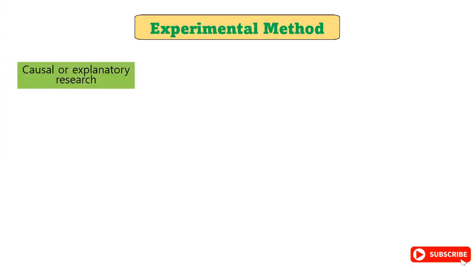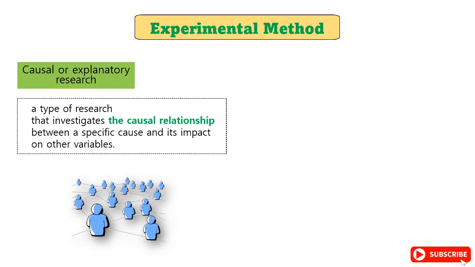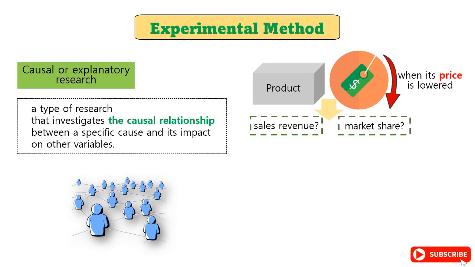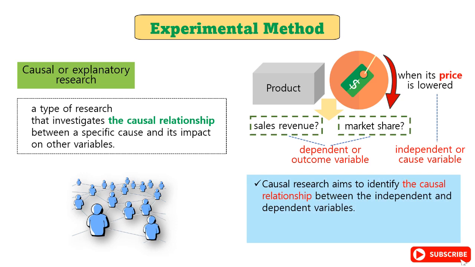Causal or explanatory research is a type of research that investigates the causal relationship between a specific cause and its impact on other variables. For example, it examines how the sales revenue and market share of a product change when its price is lowered. In this case, the change in the product's price becomes the independent, or cause variable, while the sales revenue and market share become the dependent, or outcome variables. In other words, causal research aims to identify the causal relationship between the independent and dependent variables.